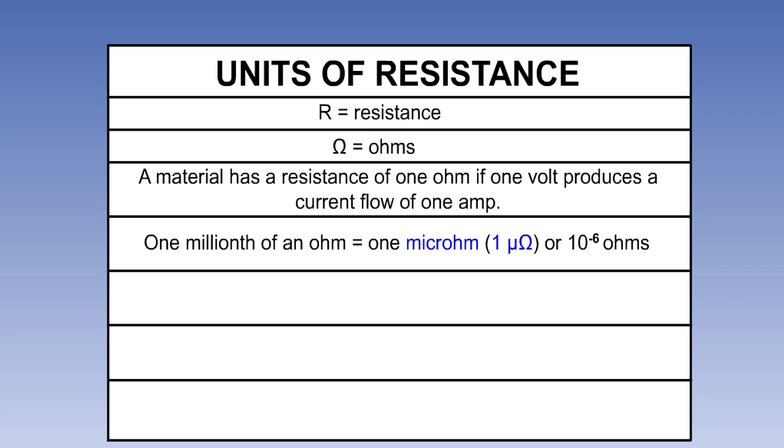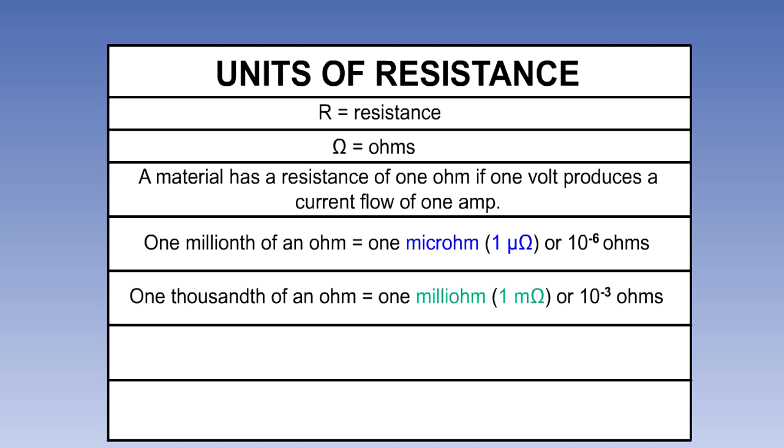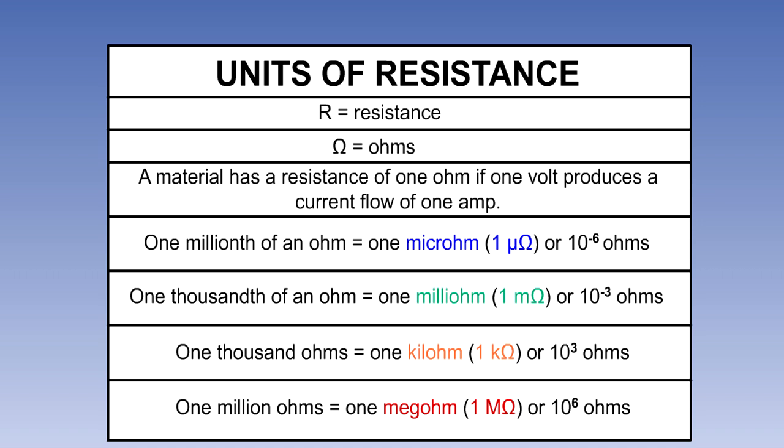1/millionth of an ohm is expressed as 1 microhm, 1,000th of an ohm as 1 milliohm, 1,000 ohms is expressed as 1 kiloohm, and 1 million ohms as 1 megohm. The symbols used for these values are being displayed on the screen.